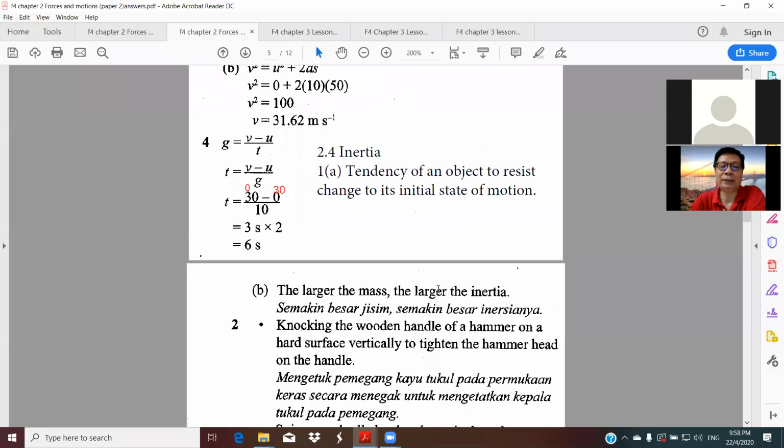Answer: the larger the mass, the larger the inertia. Okay, this one is done. Next.